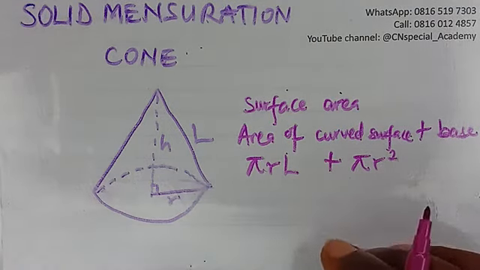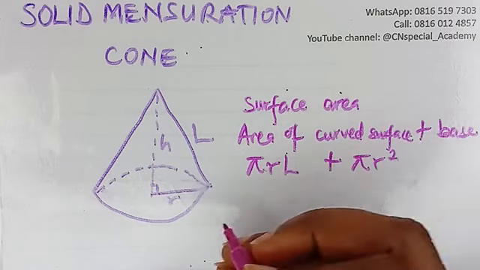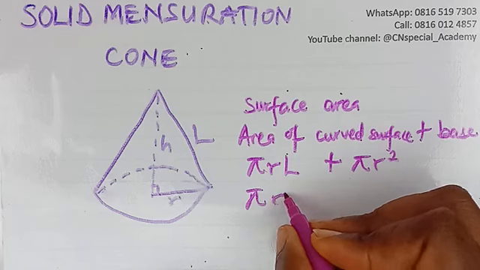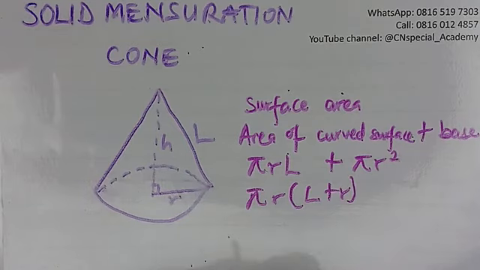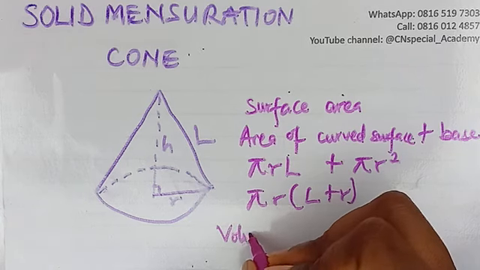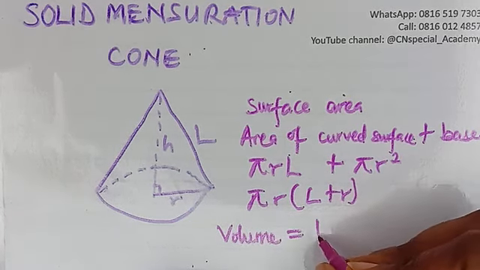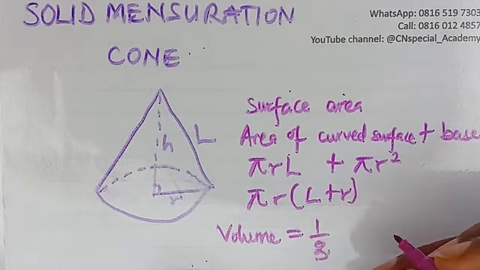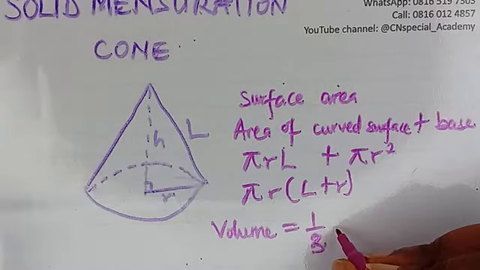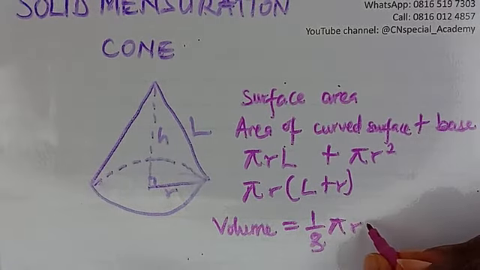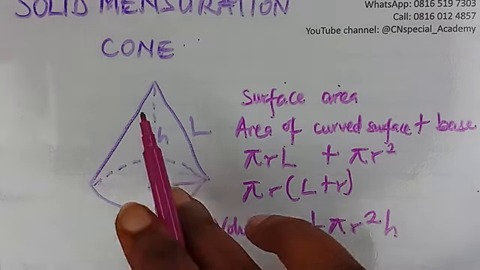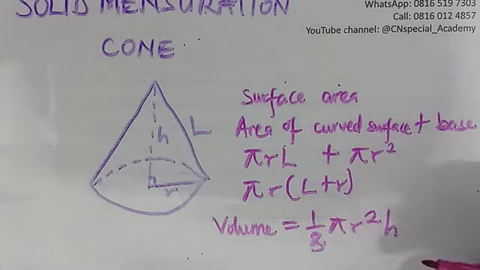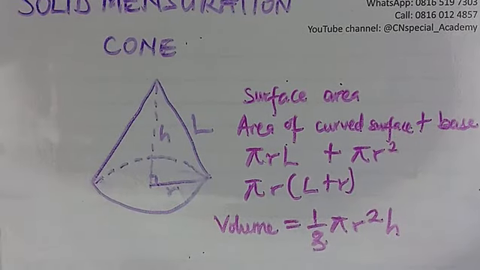So when we factorize this formula, we have that the total surface area of a cone is pi r (L plus r) in total. So for volume of cones, the volume of a cone is equal to 1/3 pi r squared h, using the height. Now we are going to solve some examples to show us how to use these formulas and other combinations we'll find out.